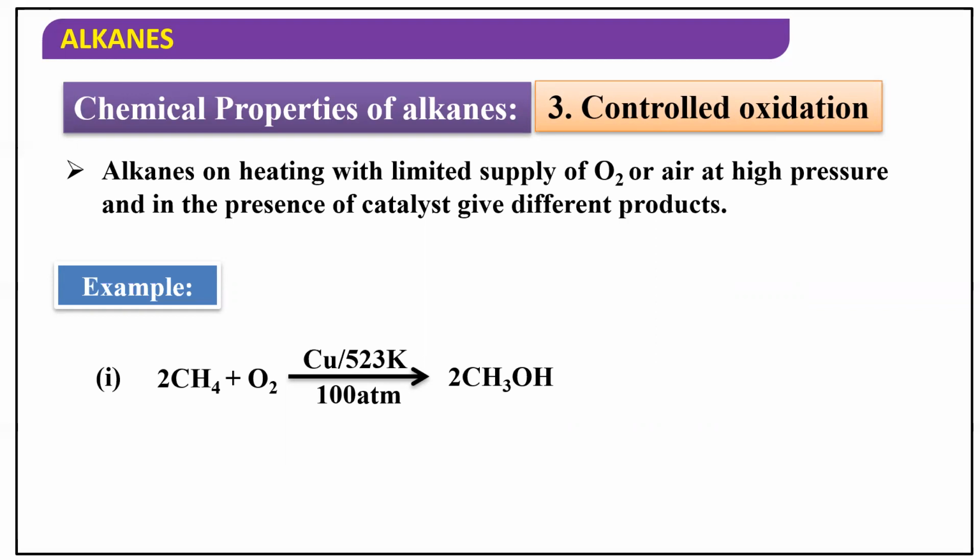First one was complete combustion, where the products were carbon dioxide and water. Second one was incomplete combustion, where the product was carbon black and water. And in the third case, controlled oxidation, the product is methanol. Let's take one more example.